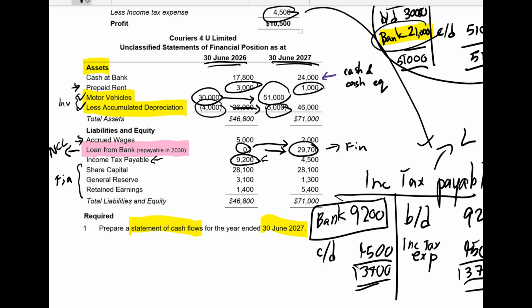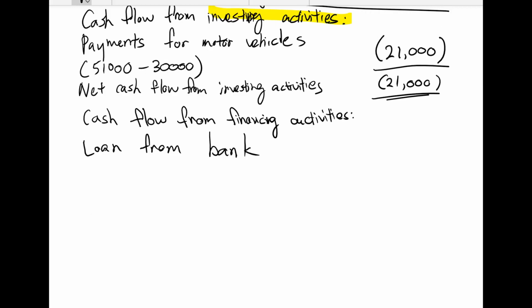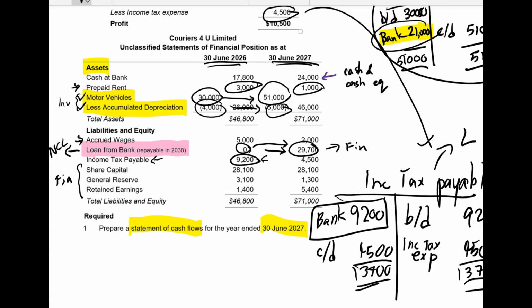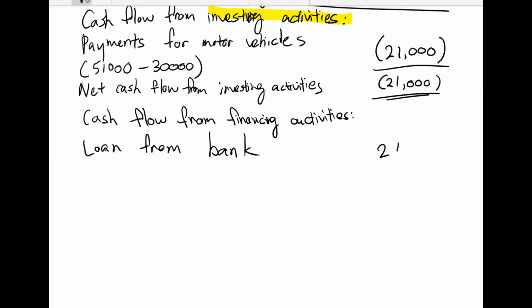So since you borrow money from the bank, your cash account will increase by 29,700. This is a positive figure because when I borrow money from the bank, bank gave me money. When bank gave me money, cash at bank goes up. Okay, so that's why this is a positive figure.